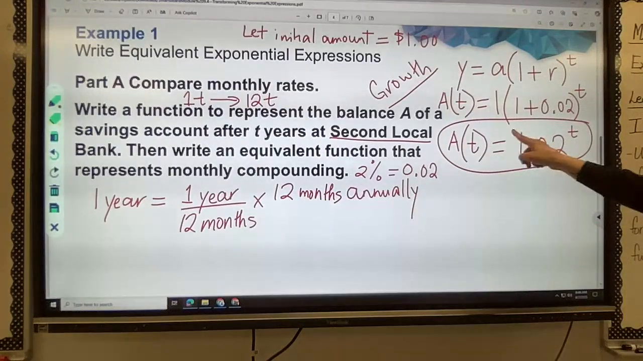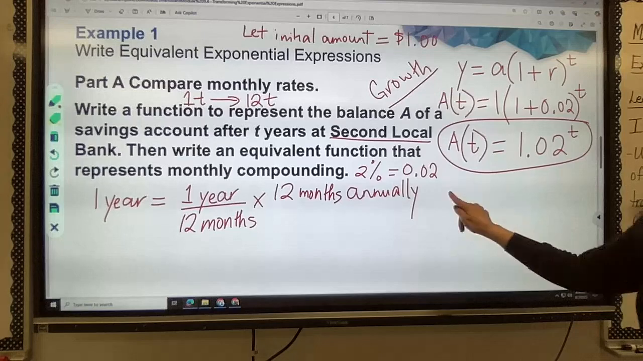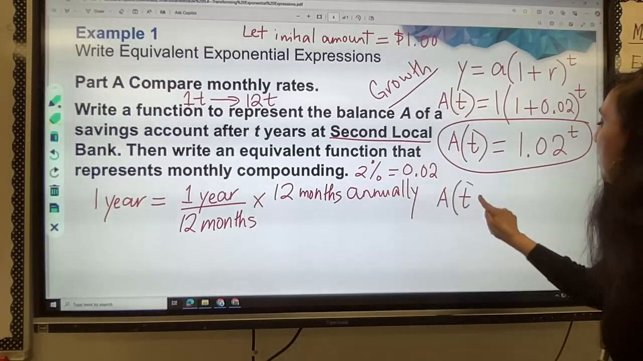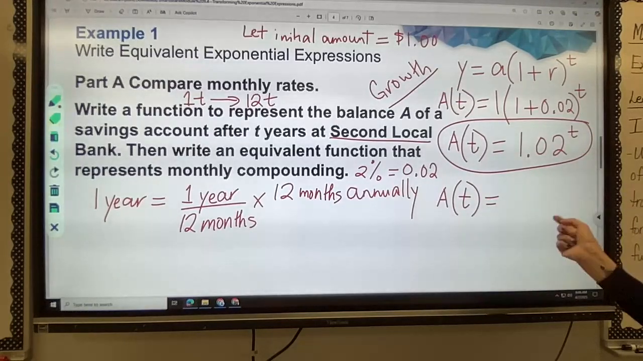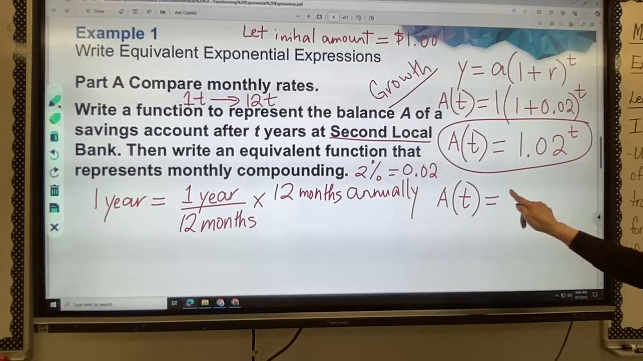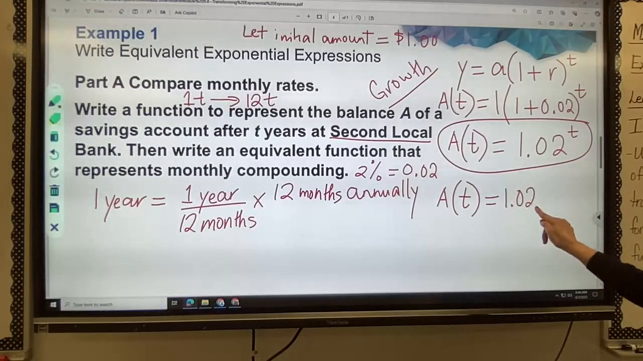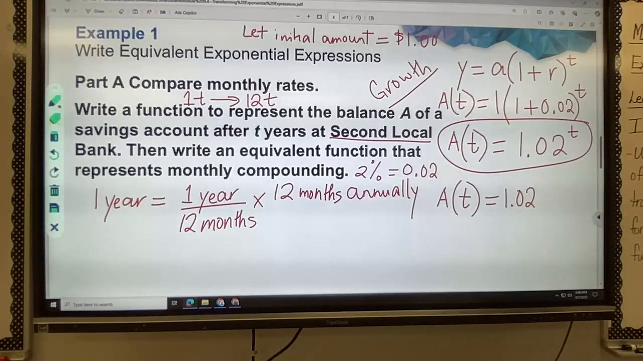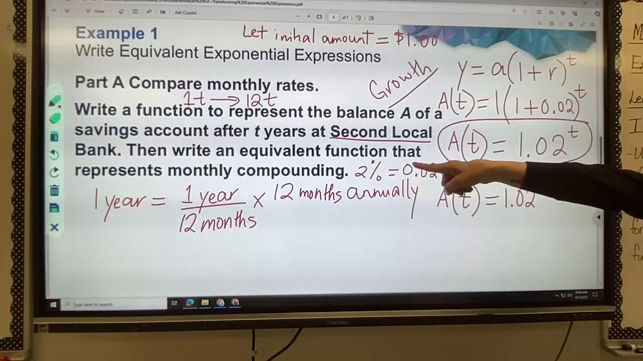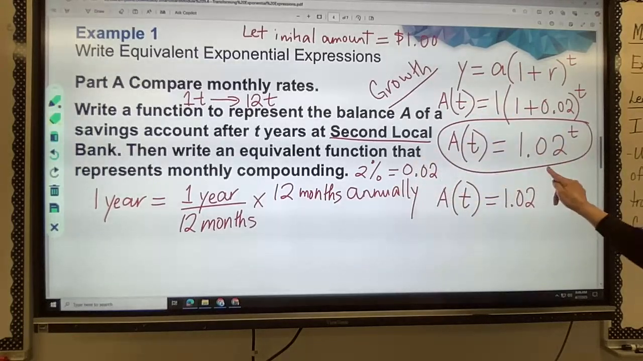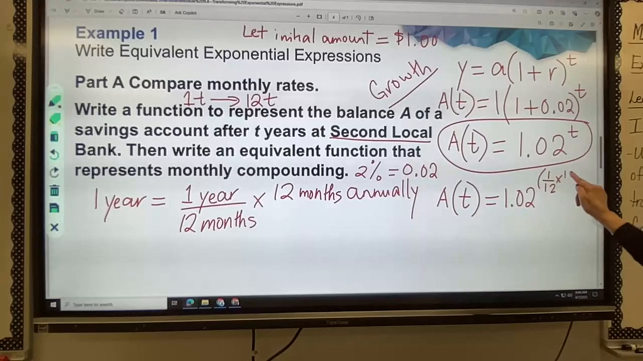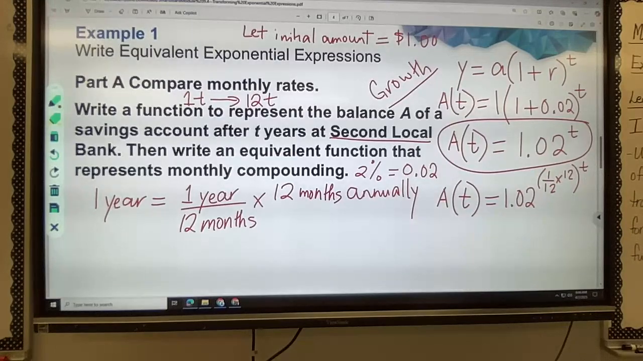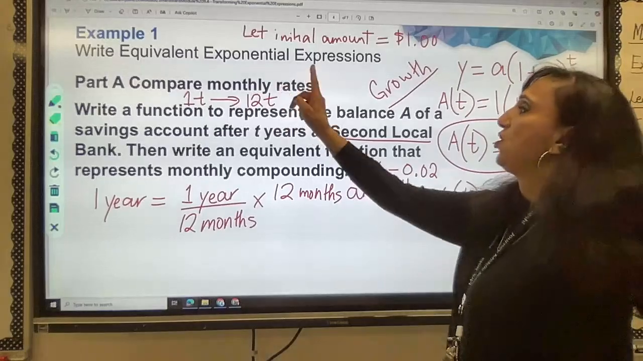Okay, so I'm going to rewrite this, and I'm going to say A is equal to 1 plus 0.18 over 12, and then I am going to put the exponential part of what I have over there, which is 1/12 times 12t. Remember, I have got to change the 1t to 12t.